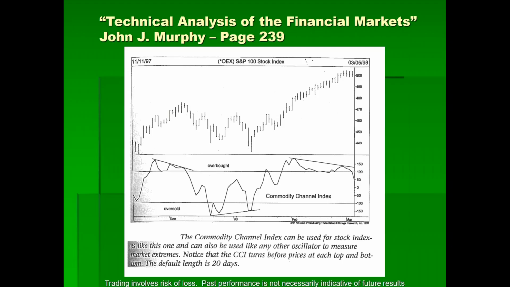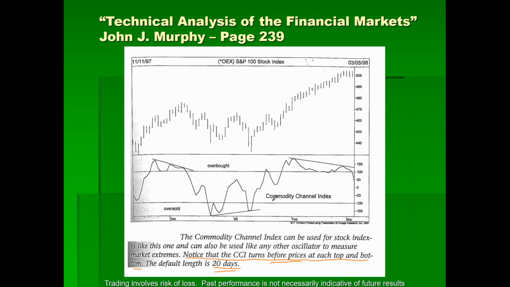And all I want to do is draw your attention to this sentence. He only spends maybe half a page talking about this. Notice that the CCI turns before prices, hello, at each top and bottom. The default length is 20 days. That means in your charting package, 20 days is the default. It's all automatically set.